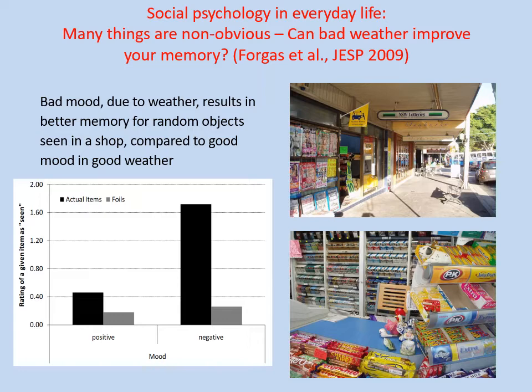As you can see on the figure, people in a negative mood on rainy days had significantly better recollection, significantly better memory of details of objects which they had seen in the shop. And as it turns out, this confirms some interesting theories about the relationship between moods and human thinking and memory. This is not something that common sense would ever lead you to believe or to assume. It's a non-obvious finding, illustrating that psychological methods can give us understanding and knowledge that is not accessible to common sense.